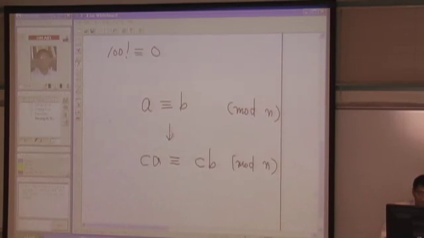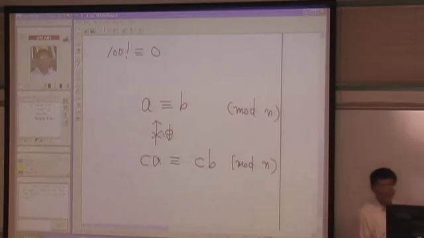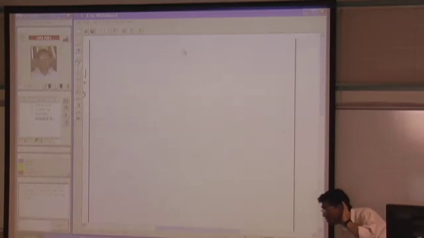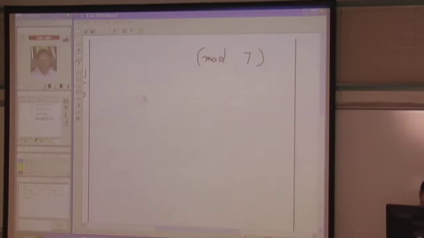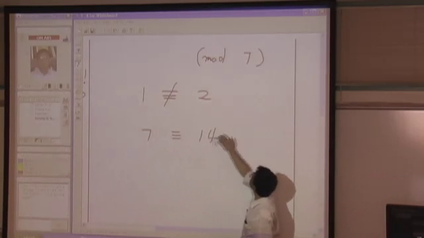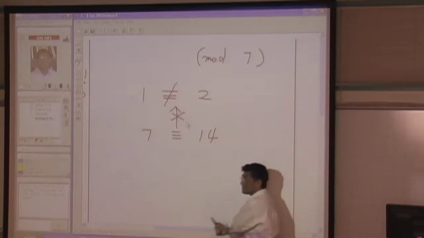But first of all, this direction is correct, right? The other direction is not even correct. For instance, pick any number that is nice enough. It's not a setup, so you can pick any number. 7. So I will use mod 7. Take a look: 1 is not congruent to 2. But 7 is congruent to 14. In other words, C is 7, and 1 and 2 are multiplied, then 7 and 14 are congruent mod 7. So this is true, but this is not true. Do you get it? In other words, the other direction is not even true.